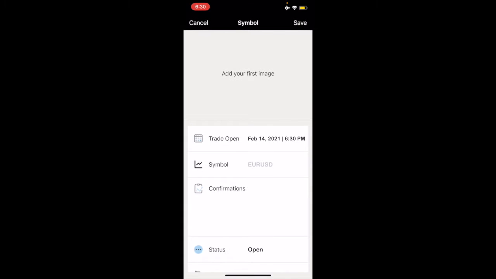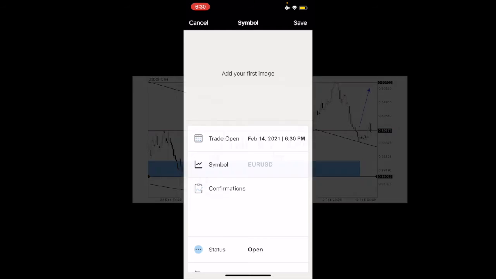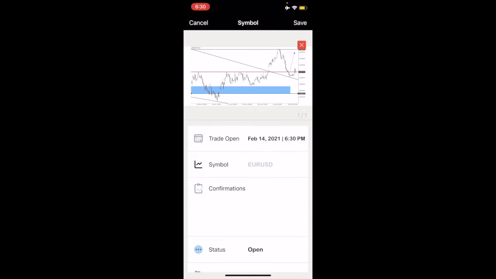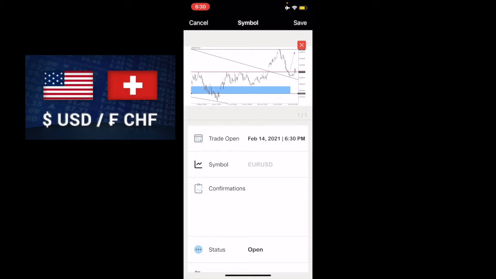So you just click there. We want to add first the image of the trade. If you want to, you can add one, but you don't necessarily need to. To add an image, you just go there, you pick the image that you want, and you select. I'm going to pick USD-CHF. This is the trade that I took a minor loss on, and we're going to revise it.